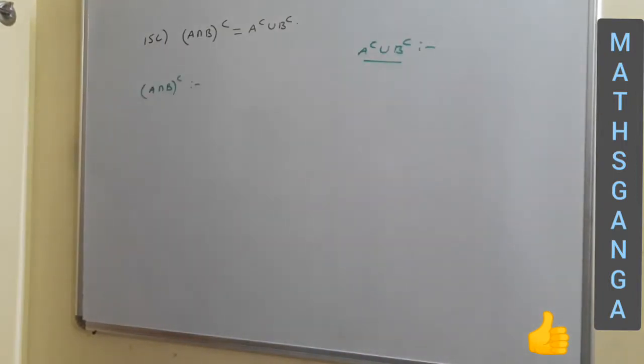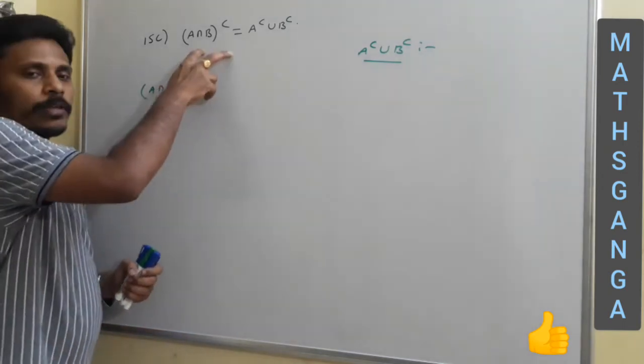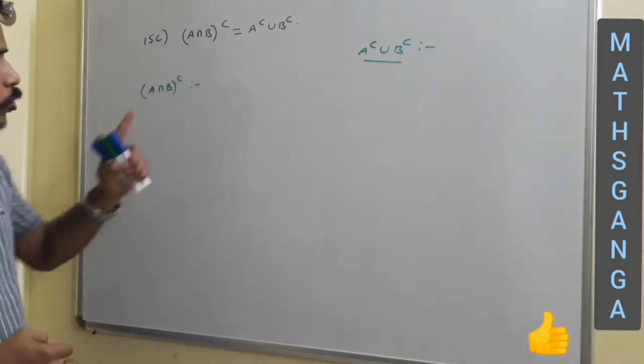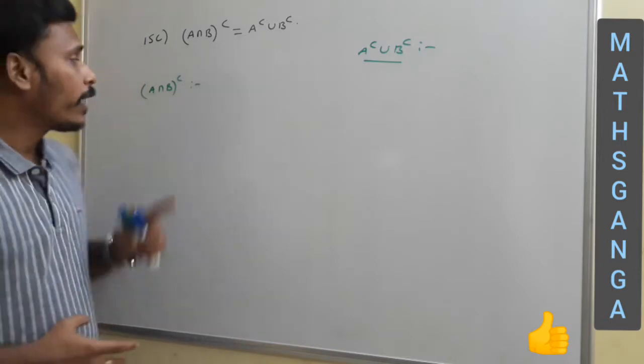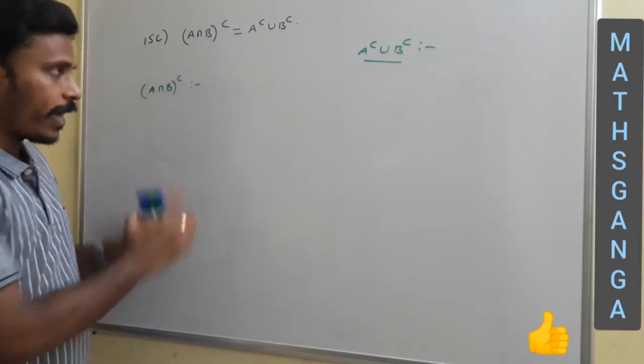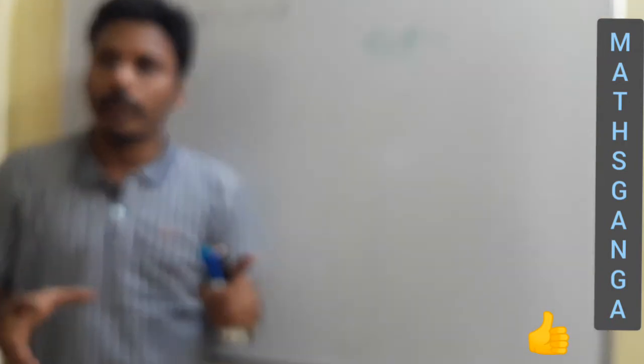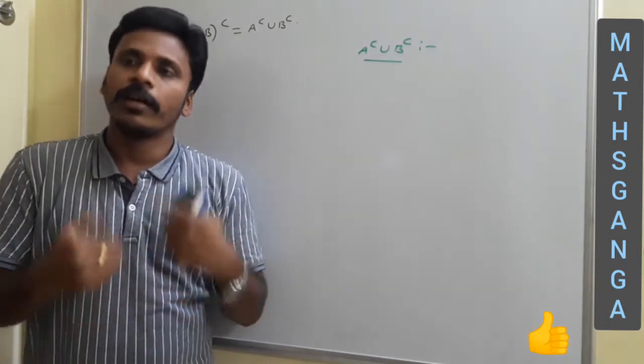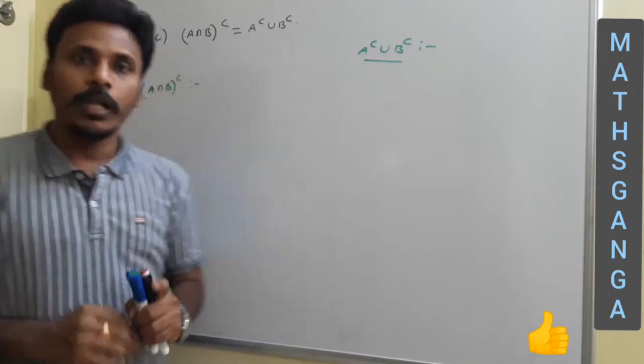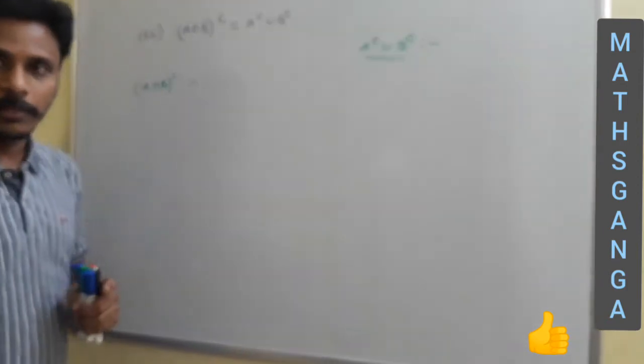Now I am going to prove that (A intersection B) complement is equal to A complement union B complement. (A intersection B) complement is one Venn diagram, A complement union B complement is the other Venn diagram. If the shaded region is the same for both diagrams, then we say that they are equal. So how do we sketch (A intersection B) complement?